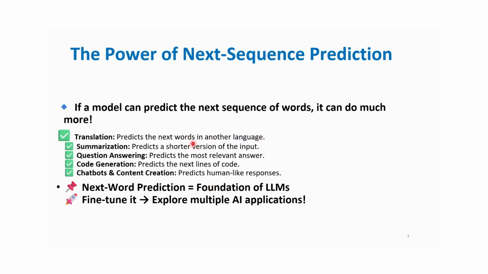We already saw this, but once again I will focus on this so that it is etched in our minds. The power of next sequence prediction: if a model can predict the next sequence of words or sentences or paragraphs, it can do translation. That's what we said, right? When a human is capable of predicting the next sequence of words or sentences in a particular language, they can do translation, summarization, question answering, code generation, chatbots, and content creation. So this next word prediction is the foundation of LLMs that was built by the large enterprises.